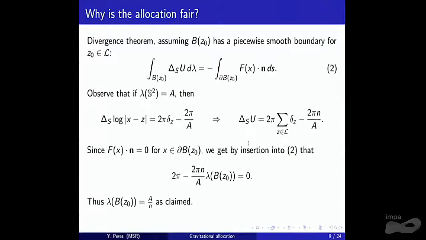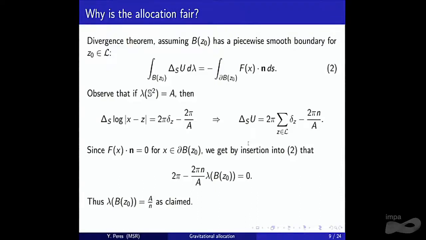So if you take the divergence of the gradient, you'll get the spherical Laplacian. So this is what's written here. This is the spherical Laplacian of the potential. And this integral over a basin should equal the integral of this gradient of U, which is minus the force, times the outward normal integrated on the boundary.